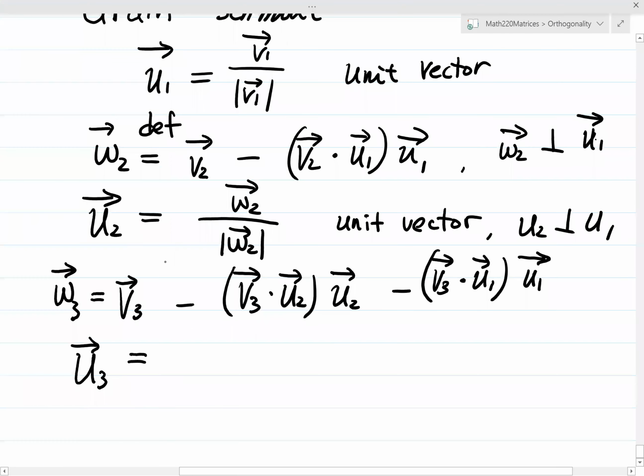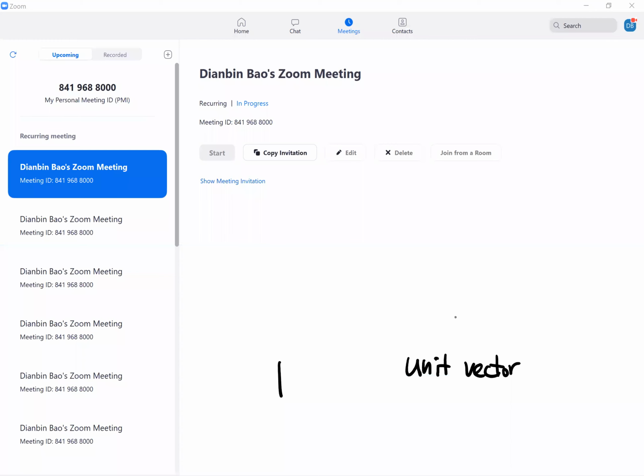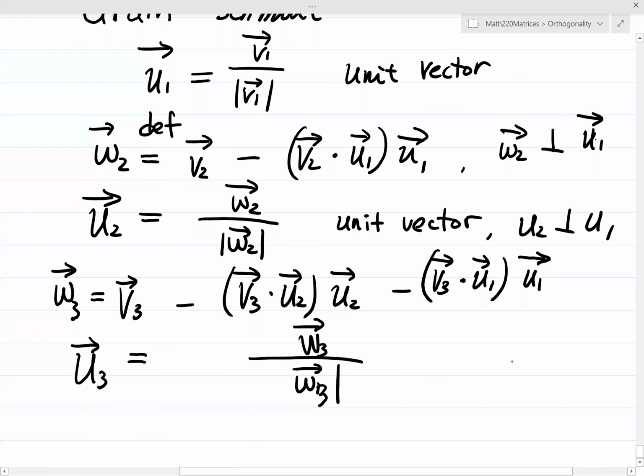So U3 will be W3 divided by its norm. So we get a unit vector U3. This U3 is perpendicular to U1 and U2: U3 is perpendicular to U1, and U3 is perpendicular to U2.